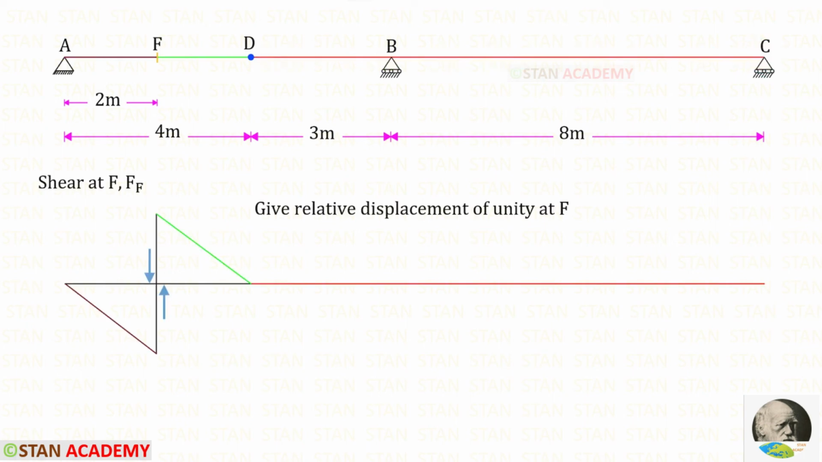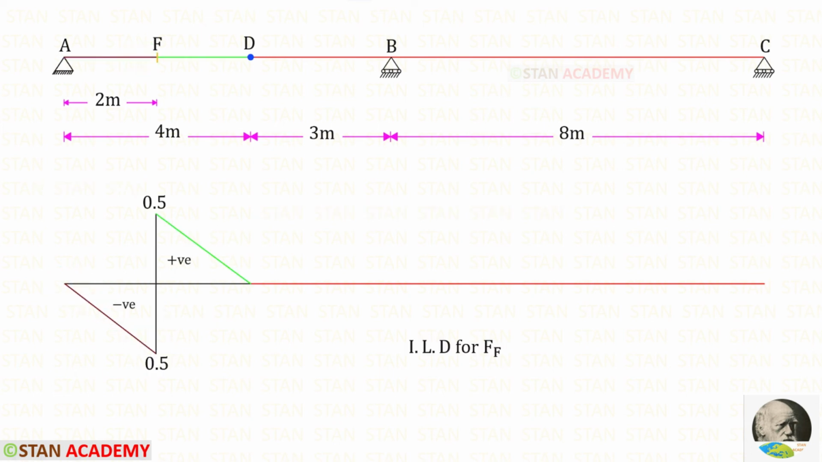First let us draw the ILD for the shear force at F. We have to give relative unit displacement in the point F, left side downwards and on the right side upwards. We know that in the point B and C, the displacement will be 0. So the segment DBC will remain horizontal. There will be no change. The segment FD will rotate like this and the segment AF will rotate like this. This total height will be unity.